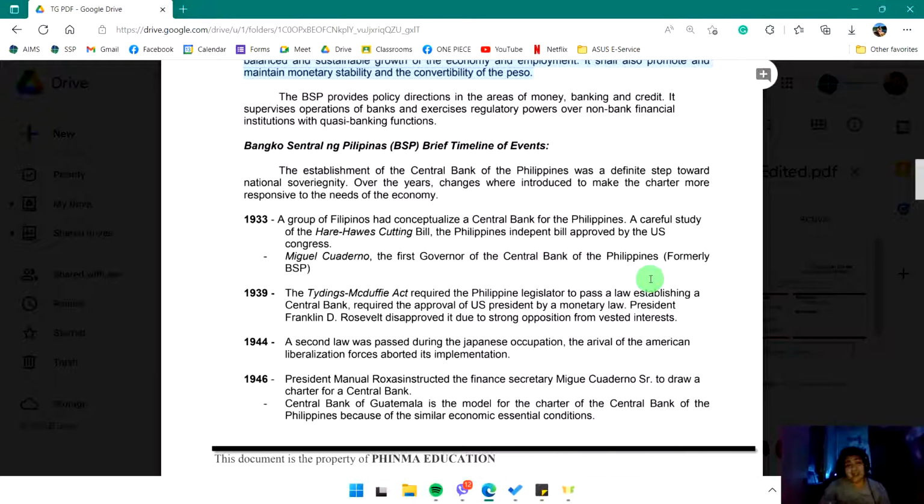Personally, I don't really dwell much on the history of stuff like this. Since the history of BSP is easily accessible here in your modules and also on the internet, you can easily look for it if you really want. But I don't really recommend diving in too much into the history of BSP. When we talk about theories like this, it is important that we know the history, but it's okay even if you don't study it in depth. What's important is that you know where the BSP came from. I won't dwell on these details, you can just read it on your own.